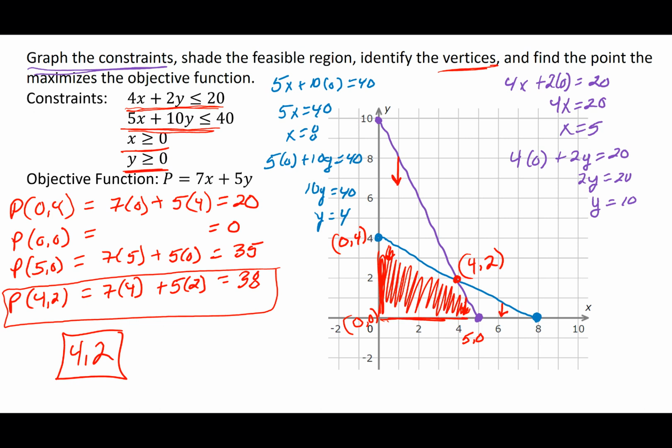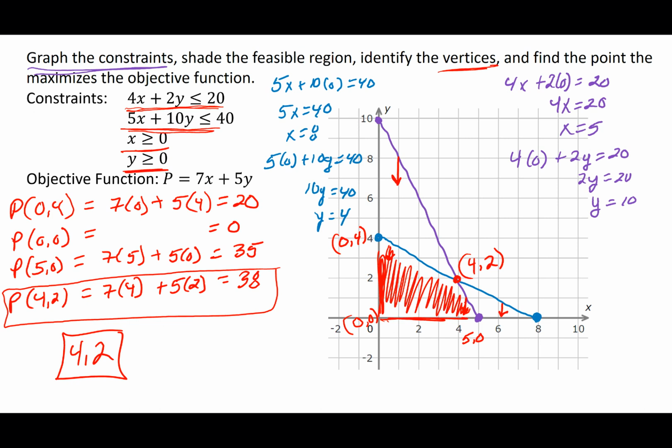So there's a lot to these problems, but if you just follow it in a step-by-step approach, the actual math involved at each step is not that difficult in my opinion. The hard part is keeping yourself organized, going in the correct order, identifying the vertices properly, plugging those vertices in, and finding that largest number.